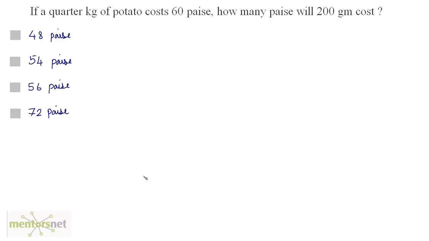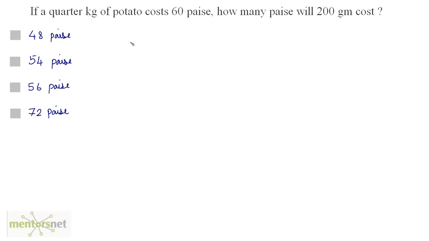If a quarter kg of potato costs 60 paise, how many paise will 200 grams cost? Well, again the quantity of potatoes is directly proportional to the cost involved, right? So I can take the ratio of the quantity of potatoes as directly proportional to the ratio of their cost. Even I can take the ratio of the quantity of potatoes to cost is directly proportional to the ratio of another quantity of potatoes to cost. So I can take anything.